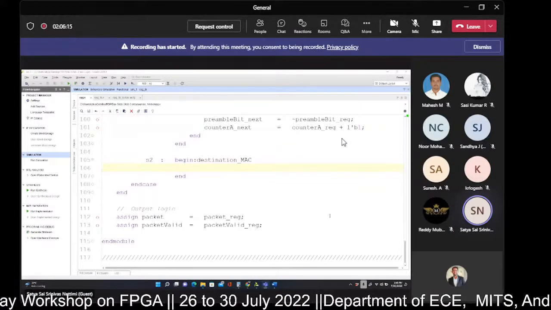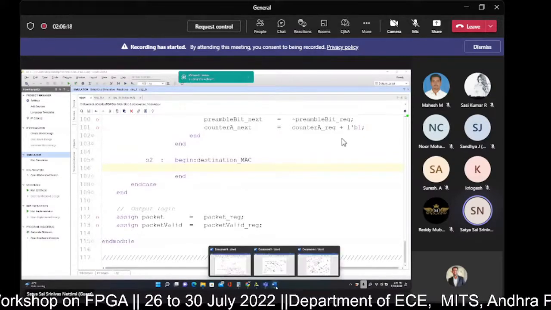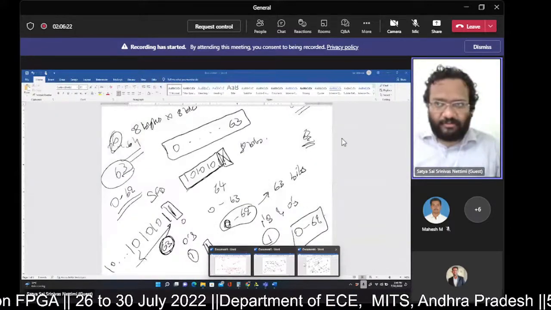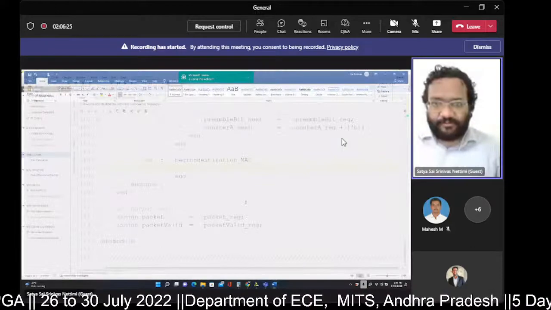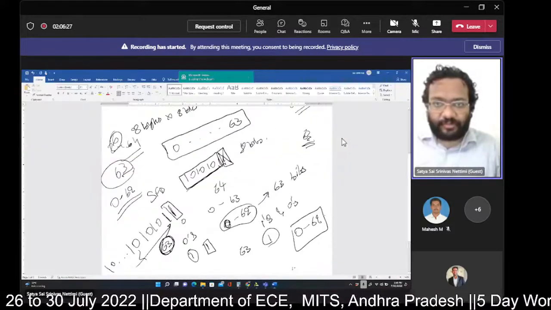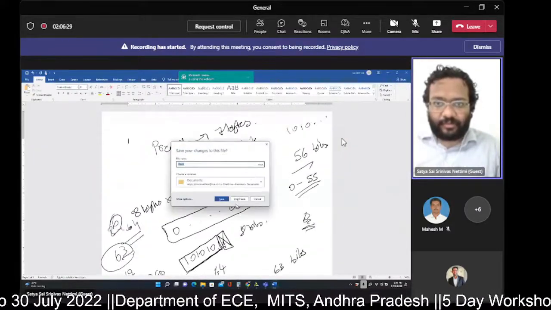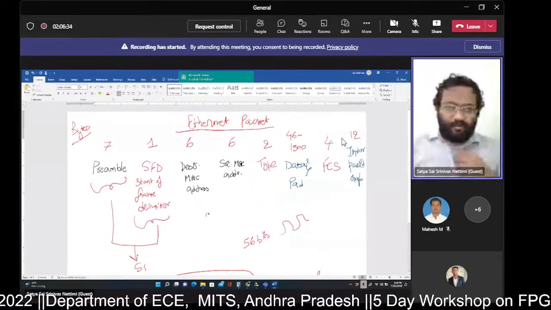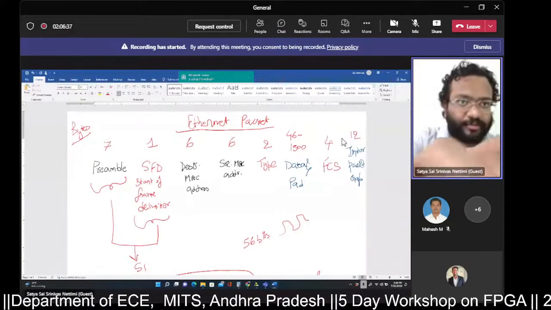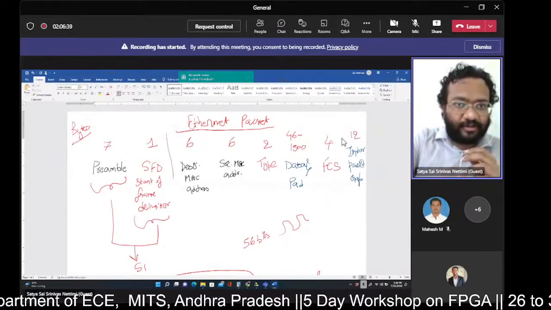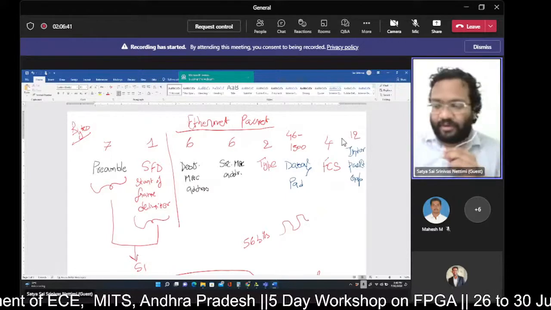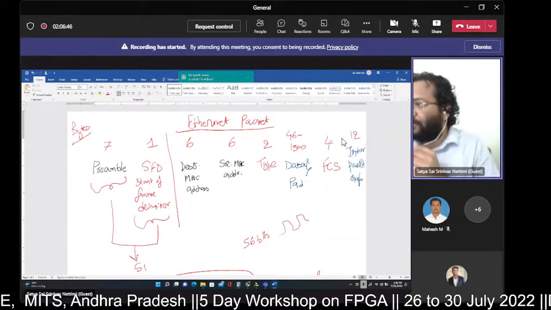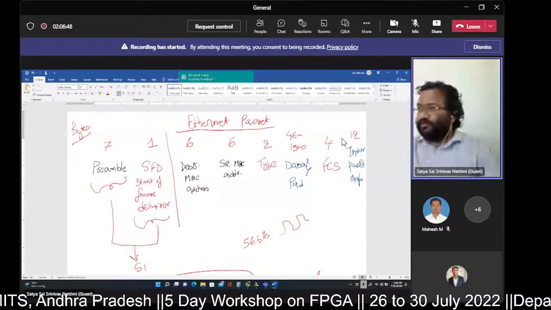So next we are going to proceed with the next field. Yeah, so we have completed the preamble and SFD. Next, we have to deal with the destination MAC address. So let us see how to do the destination MAC address.